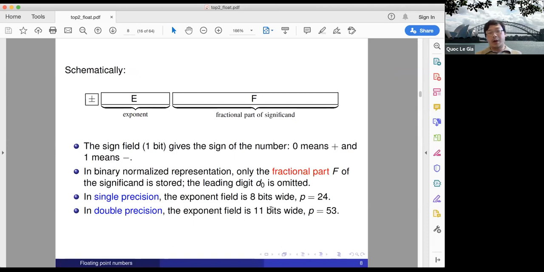So now you think about this. Forget about single precision, because we don't use single precision very often. In MATLAB, we use double precision. So when the exponent field is 11 bits, what is the range of the exponent? With 11 bits, how many values can you represent? Remember, everything is binary.